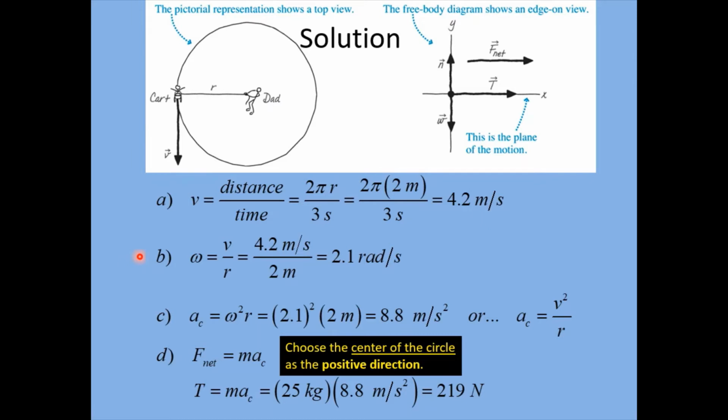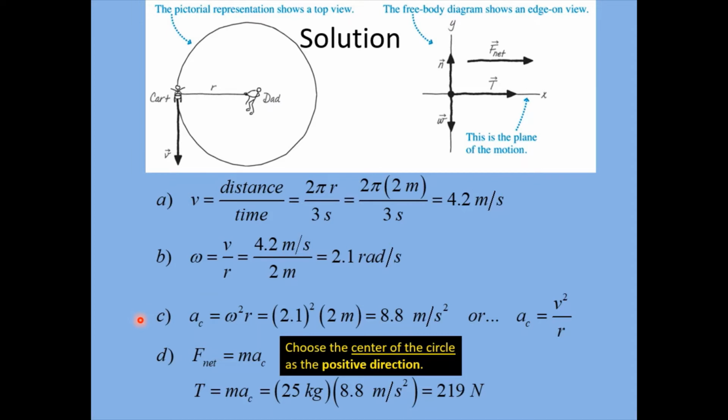Part B said, what is the angular speed or angular velocity of this cart? So remember, one of the equations is that velocity is equal to omega times r. So omega is equal to velocity divided by r. So we have 4.2 meters per second as our velocity from part A, divided by the radius of 2 meters, gives us 2.1 radians per second.